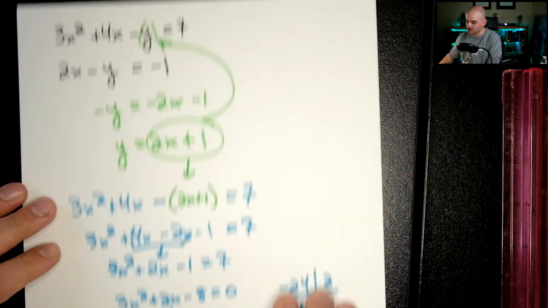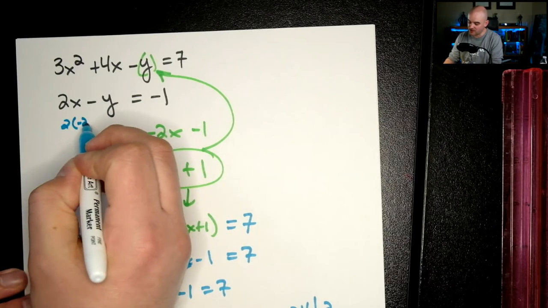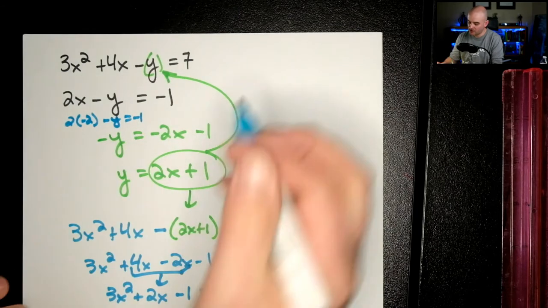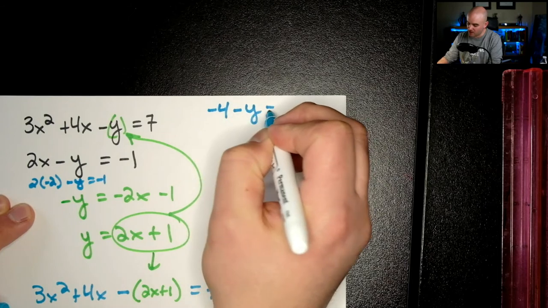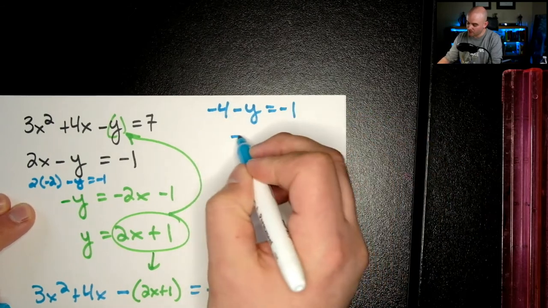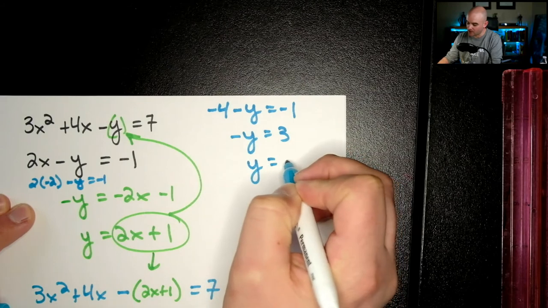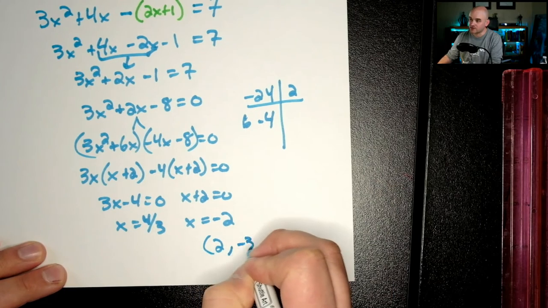x equals negative 2. Then what does y equal? Well, it's going to be 2 times negative 2 minus y equals negative 1. I'm going to write it here because I'm going to run out of room. So I get negative 4 minus y equals negative 1. Add 4 to both sides, and divide by negative 1, you get y equals negative 3. So when x is negative 2, y equals negative 3.